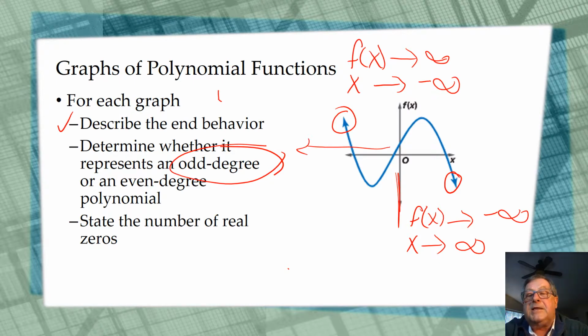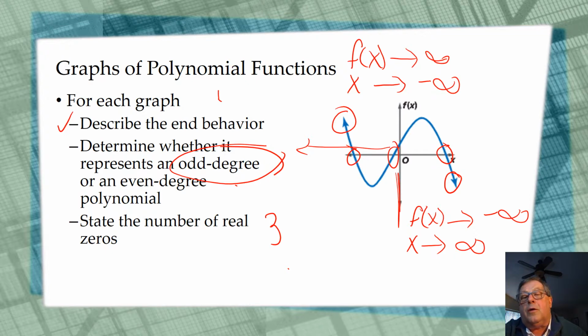And then lastly, it says to state the number of real zeros. Well, the real zeros is where the graph is crossing the x-axis. And I've got 1, 2, 3 places where we have real zeros. I guess we answered all the questions on that, didn't we?